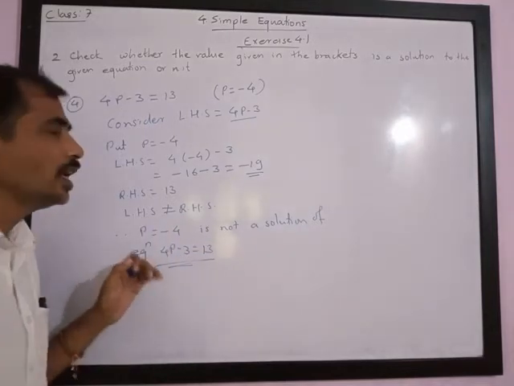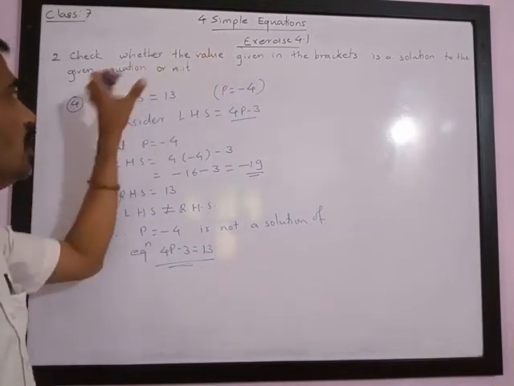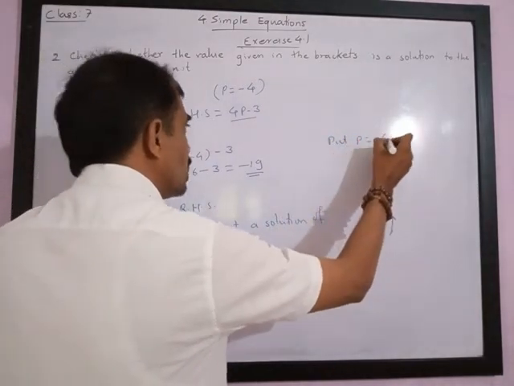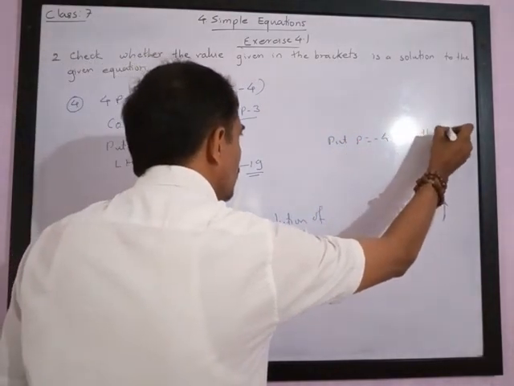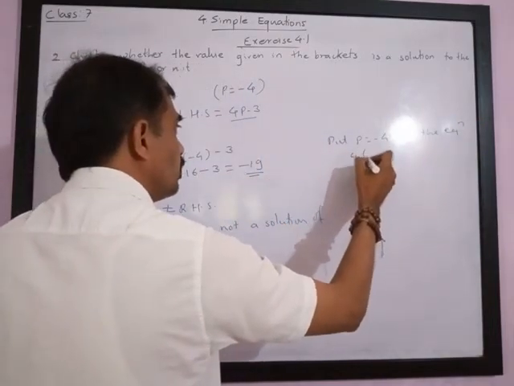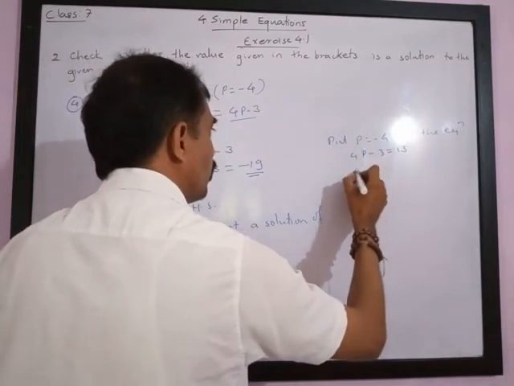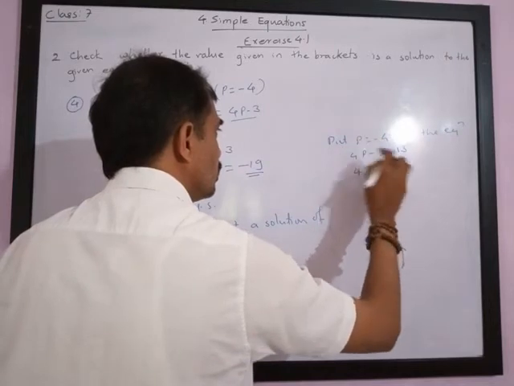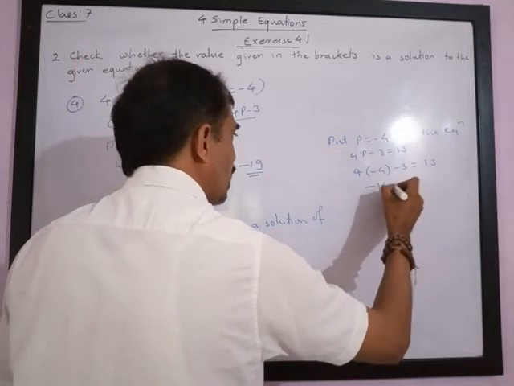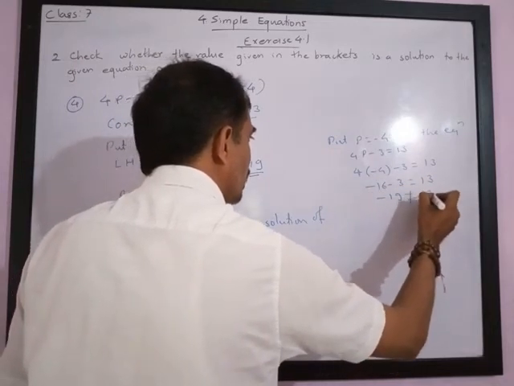Please note, here some students have a habit of directly putting this value in the equation. They solve something like this. Put p equal to minus 4 in the equation. Then they write 4p minus 3 is equal to 13. You will get 4 into minus 4 minus 3 is equal to 13. Then they write minus 16 minus 3 is equal to 13. Then they write minus 19 is not equal to 13.